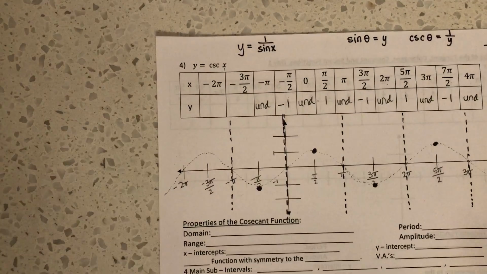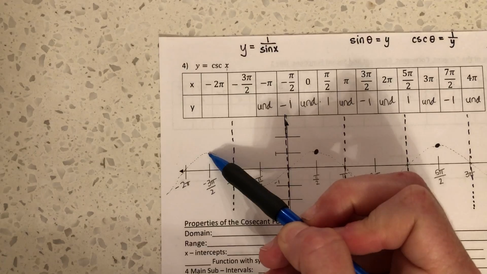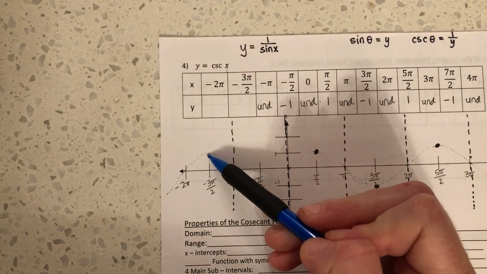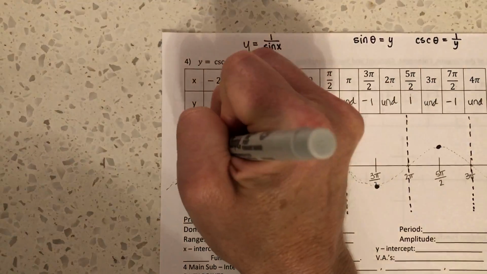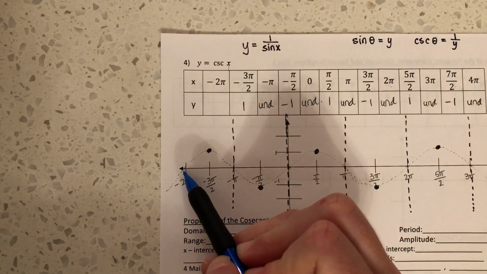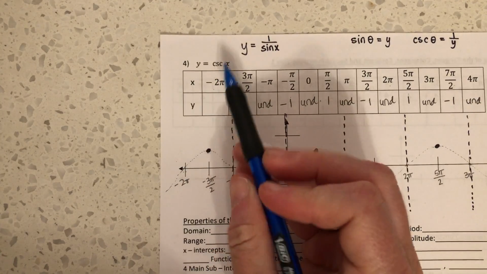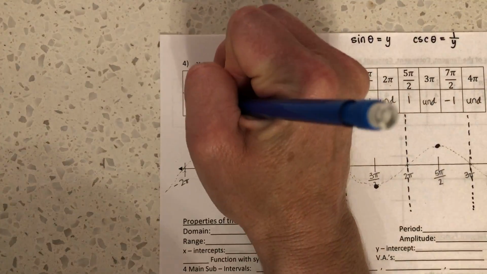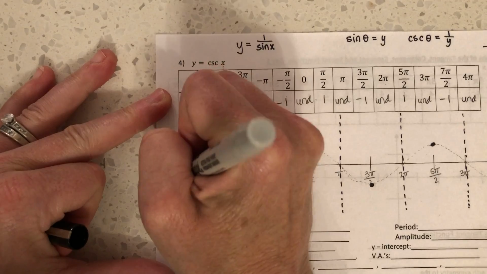All right, when -3 pi over 2 went into the sine function, 1 came out. So when -3 pi over 2 goes into the cosecant function, the reciprocal of 1 will come out, which is 1. So that's a point that'll live on both of their graphs. Okay, and then last, when -2 pi went into the sine function, 0 came out. So when -2 pi goes into the cosecant function, the reciprocal of 0 comes out, which is undefined. So there's another asymptote that lives on his graph.